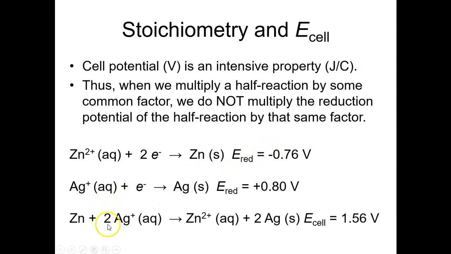So you'll notice that I am doubling the scale. In order to balance the equation, I have to double the scale of the silver reduction, but I'm not doubling this to 1.6 volts and then subtracting negative 0.76. In other words, this is not 2.36, it's 1.56, because despite the fact that I am doubling the scale of the silver reaction, I am not doubling the potential of the half reaction because, again, cell potential is an intensive property.